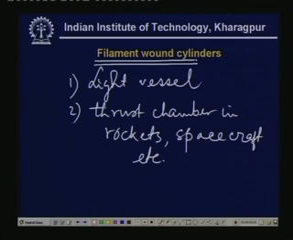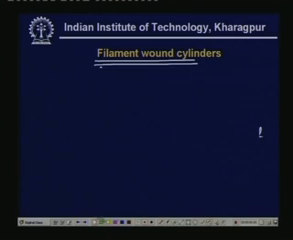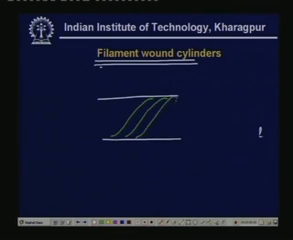Sometimes we make a very thin metallic membrane and then wrap it with the filaments. So filaments are wire ropes which can take large tensile stress. If you wrap the entire pressure vessel with this filament, then a large stress could be taken. So consider the following case: there is a pressure vessel and there are filaments over here throughout, and similarly this is wrapped from the other side.